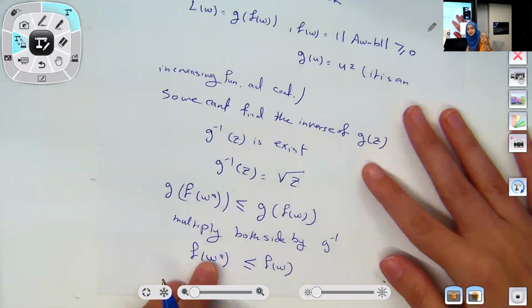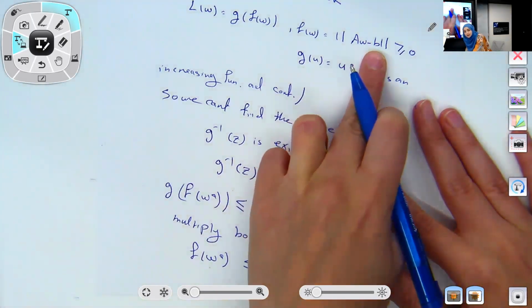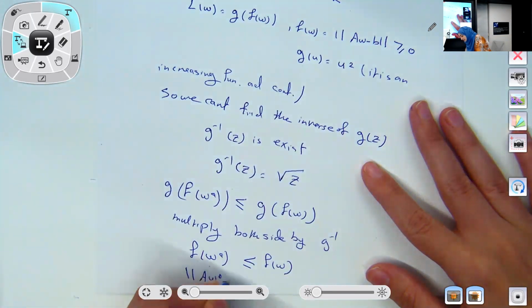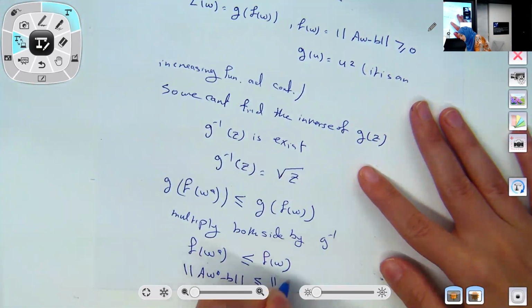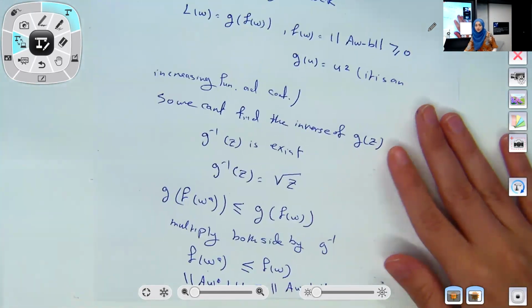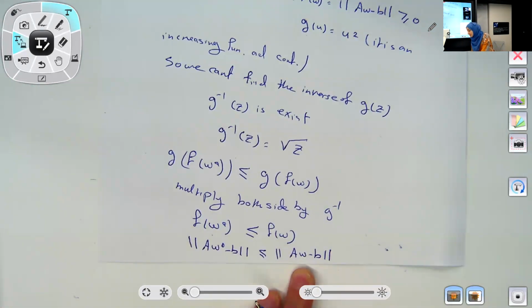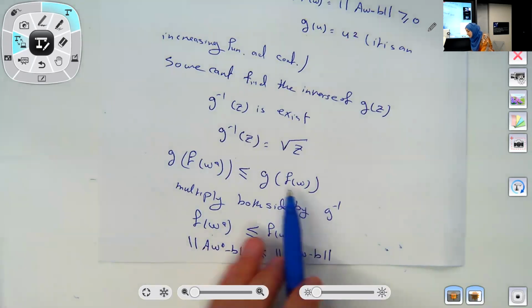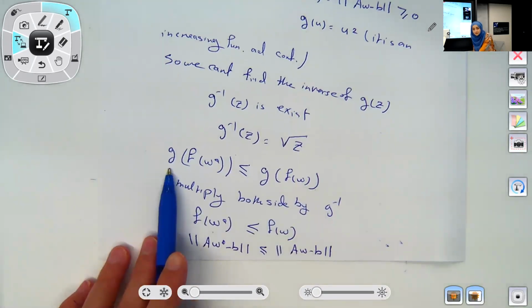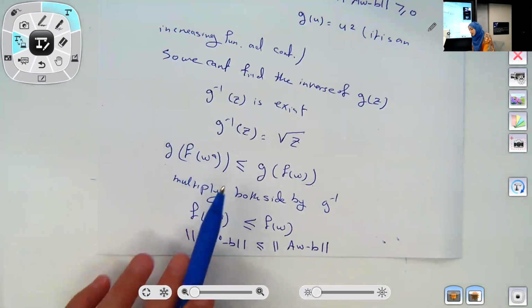F of omega star equals the norm of A omega star minus B, which is less than or equal to the norm of A omega minus B. This is the proof that for the loss function defined as the norm of A omega minus B squared, the minimum point is the same as the minimum point for the norm of A omega minus B. The idea is that we can write the function L as a composition of two functions and find the inverse of G, so we can multiply both sides by G inverse and get that F of omega star is less than or equal to F of omega.